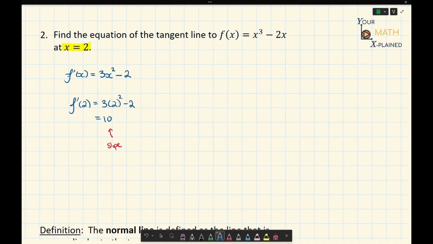Now, the other thing that we need to find in order to get the equation of the tangent line is a point.